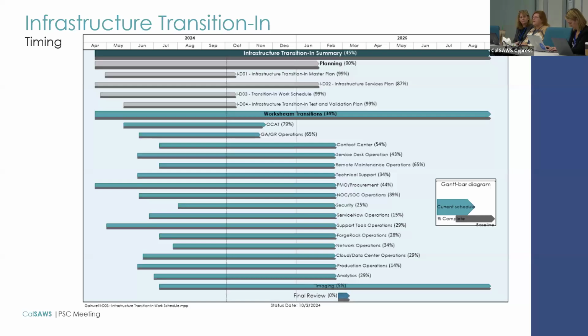The bars that are in the green bluish color below are work streams. We've divided all the work into various work streams. You can see that top one is OCAT, followed by GAGR and a number of other ones. OCAT and GAGR are destined to go live with us in November.